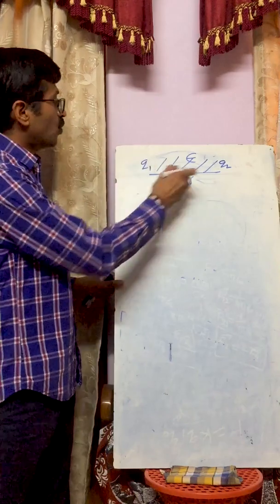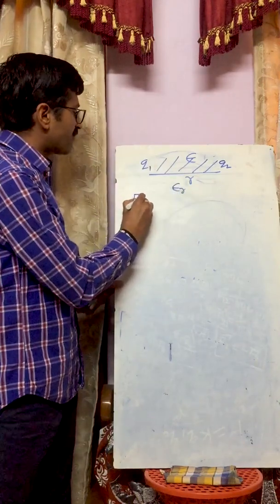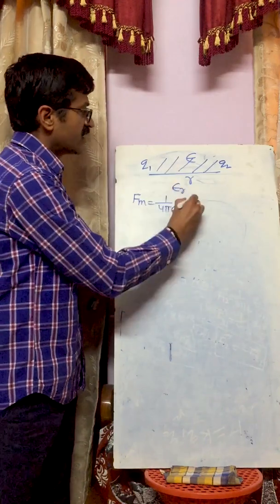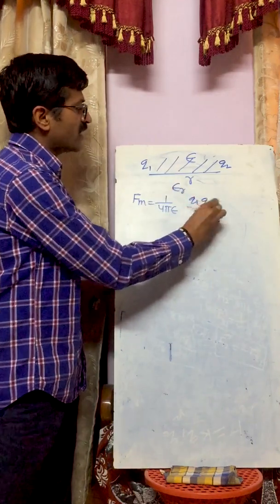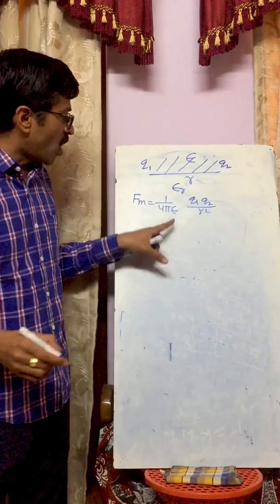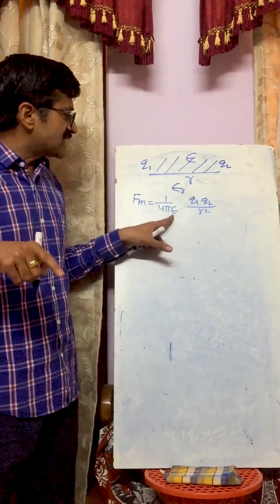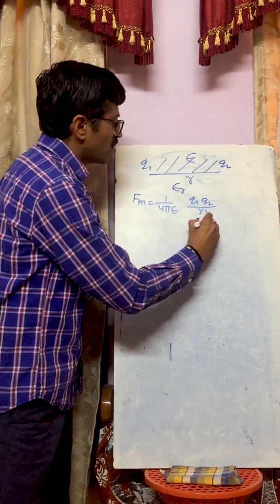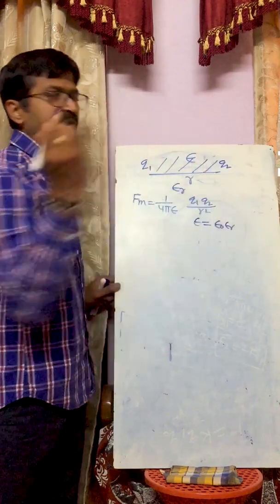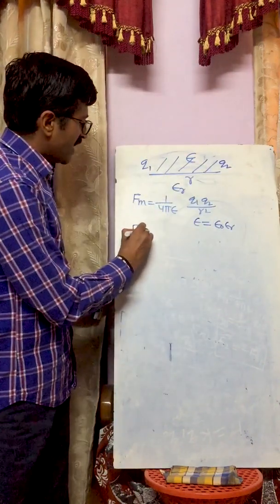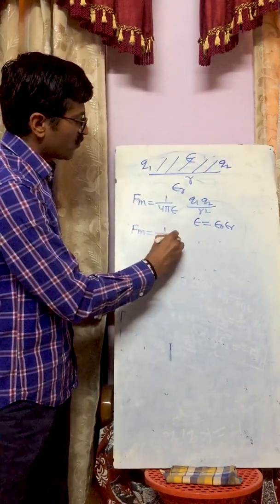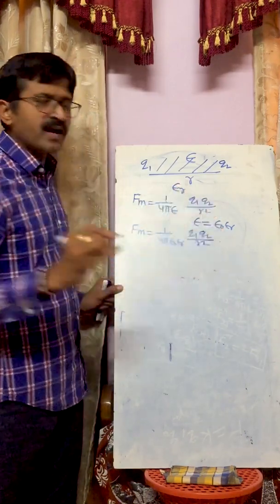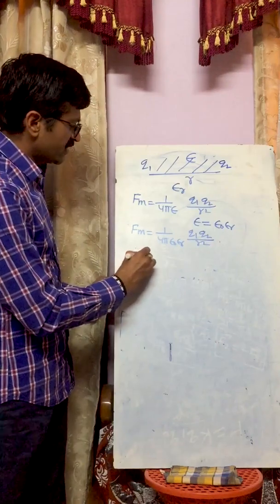Then what about the force? The force will be F medium is equal to 1 upon 4 pi epsilon q1 q2 upon r square. In place of epsilon naught, there is epsilon. It is the permittivity of the medium. Its value, as I have told you, is epsilon equal to epsilon naught epsilon r. Then F medium is equal to 1 upon 4 pi epsilon naught epsilon r q1 q2 upon r square.